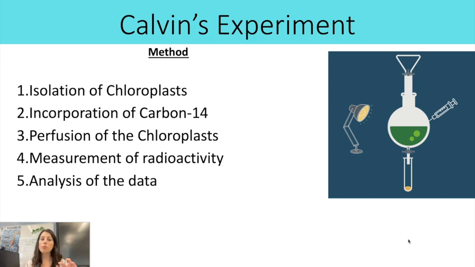Then we've got the incorporation of the carbon-14 isotope. So this is when the carbon is being injected in the form of carbon dioxide into the apparatus. And they would need to leave the apparatus for a set period of time under the exact conditions that they want to do the experiment in, to allow that carbon dioxide to be fully incorporated into all of those carbon-containing compounds in the Calvin cycle.